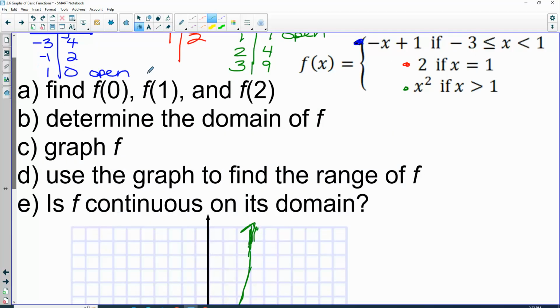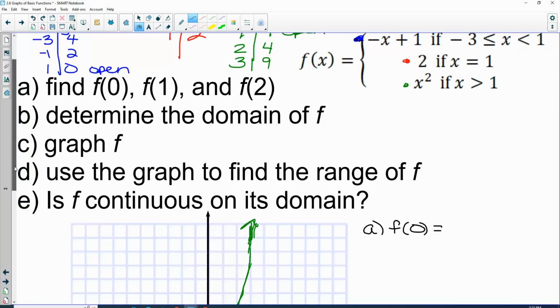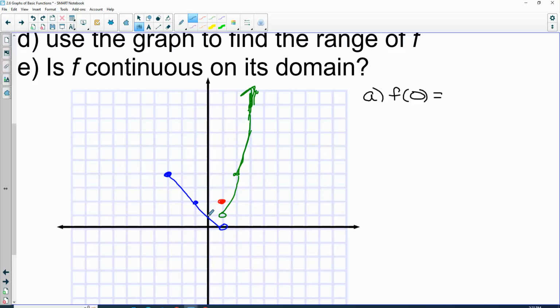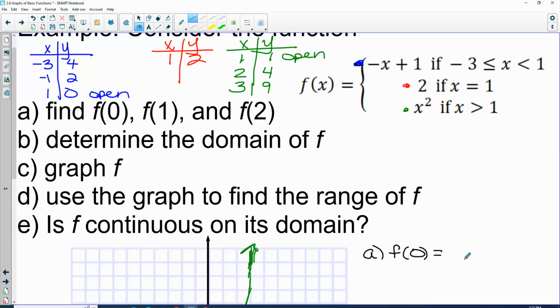So now if we go to answer all these questions. The first one, we could do whether we had the graph or not. If I ask you to find f of 0, function notation, this was on our last quiz. That means when x is 0, what is y? So we could look at our graph, when x was 0, y is 1. We could also look at our equations. If x is 0, which of these 3 pieces would we be using? The top one, because 0 is between -3 and 1. And so if you put it in there, the opposite of 0 plus 1 is 1.